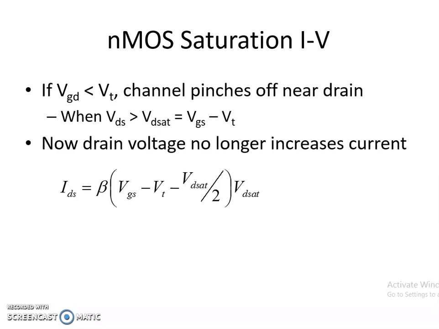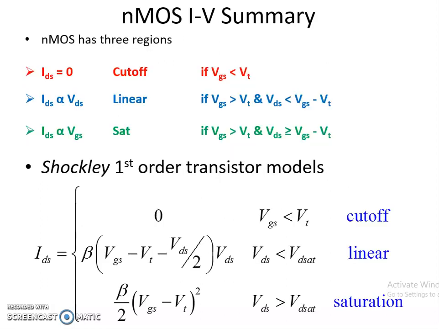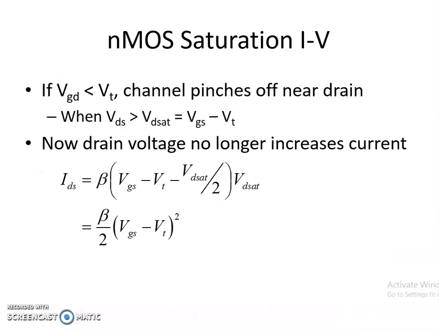So putting VDS equal to VDsat in the equation, we will get β (VGS − VT − VDsat/2) multiplied by VDsat, and then putting the value of VDsat as VGS minus VT, we will get β/2 (VGS − VT)². This is the output current equation IDS of the MOS transistor in the saturation region.